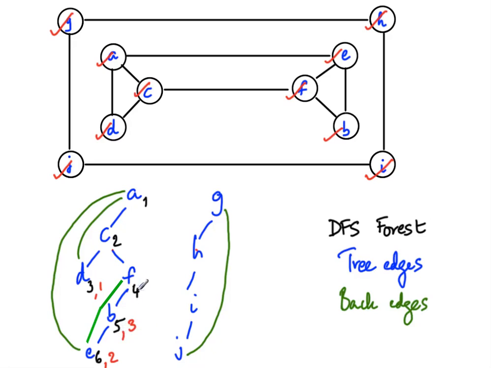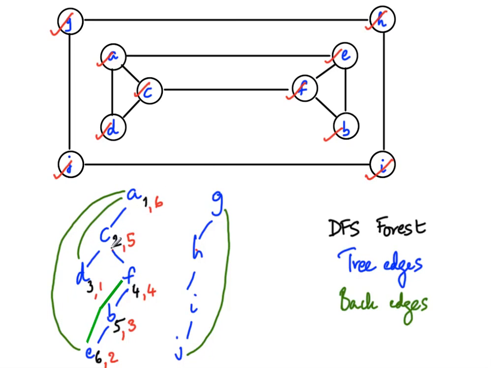And then we come back to F. F has no further thing, so we exit from F. So F was entered number 4 and it also exited number 4. Then we come back to C. C has no further vertices, so we exit. Then we exit A. And so after 6 steps we have numbered these.